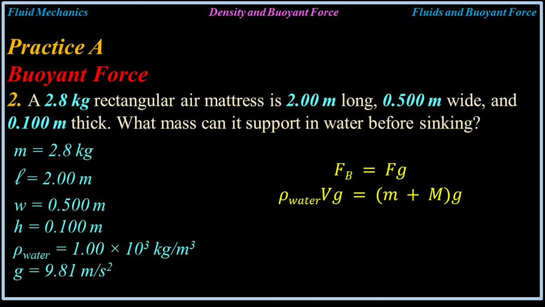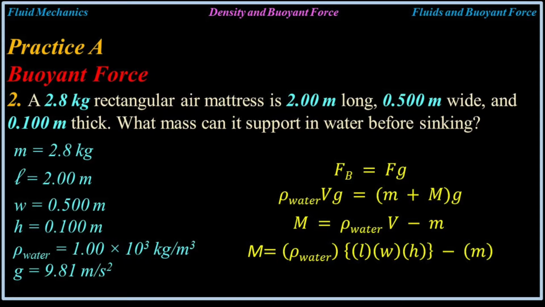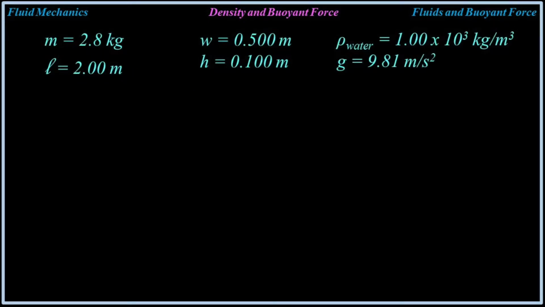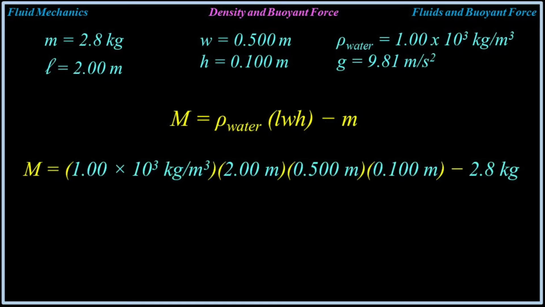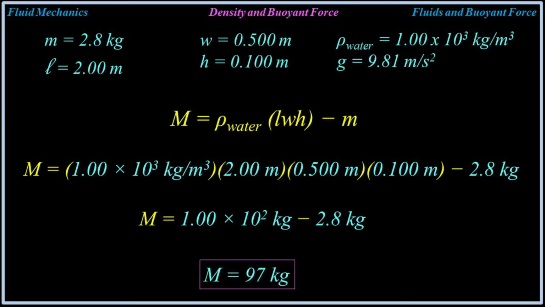So let's look at the equations, and we'll rearrange and expand some equations as needed based on the data that's given. There's the expansion of the volume, and that's what's given. And then I'm going to solve for what I need and plug in. And the answer is M equals that value. I'll subtract the 2.8 and I get 97 kilograms.